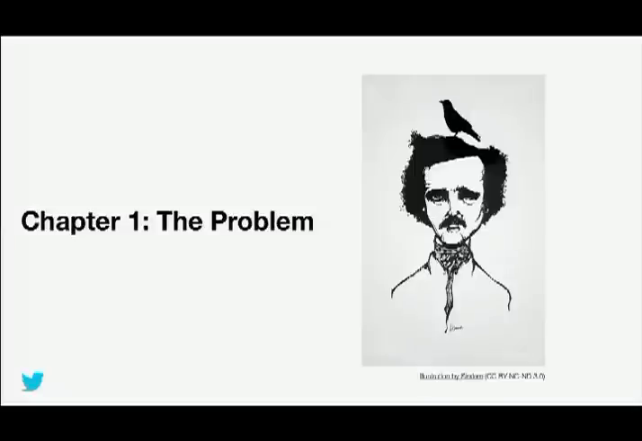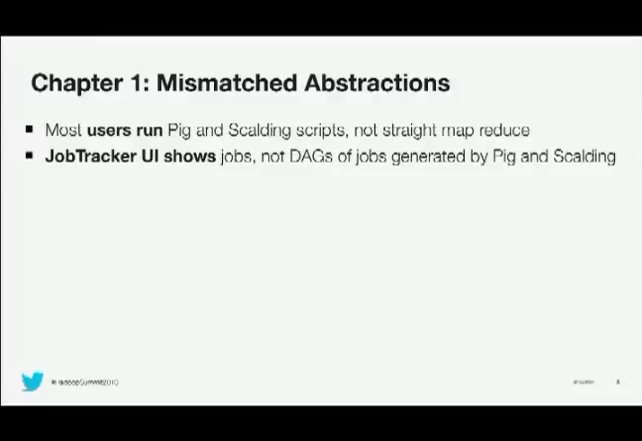So first of all, the problem. What problem are we trying to solve? When we think about how we use our clusters, there's somewhat of a mismatch in abstractions. On the one hand, users run Pig and Scalding scripts and not straight MapReduce jobs, by and large, on our clusters. Yet the JobTracker UI shows individual jobs, not a DAG of all of the jobs that are generated by Pig and Scalding. So there's a mismatch between what the users are doing and what the cluster is showing them.